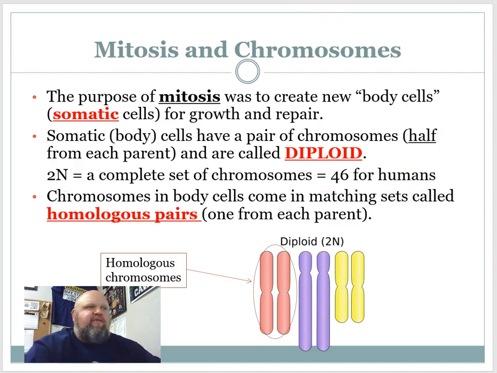All right, chromosomes in body cells, they are homologous pairs. There comes that prefix homo again, meaning the same. If you look at these two red ones, they're the exact same. Same shape, same length, same pinch in the middle. The purple ones, same length, same shape, same pinch towards the one end. They are homologous. You get one from mom, one from dad. If they're not the exact same, bad things happen. Your genes don't match up right.